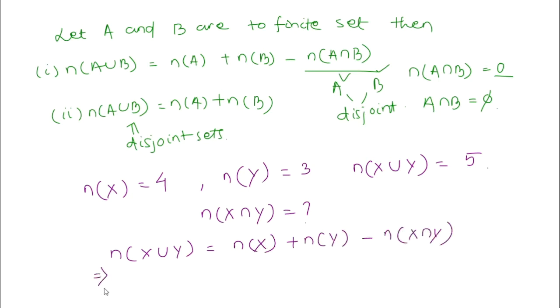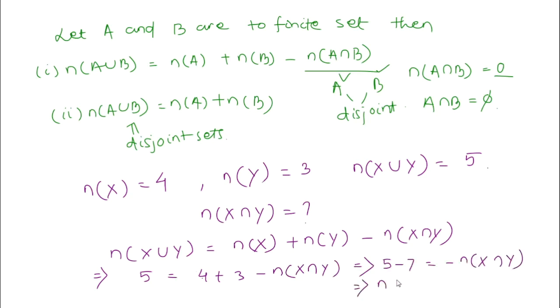If you put the values here, this will be 5 equal to 4 plus 3 minus this one. This will imply that the number of elements in X intersection Y is equal to 2. So in this way I can solve the problem using this formula.